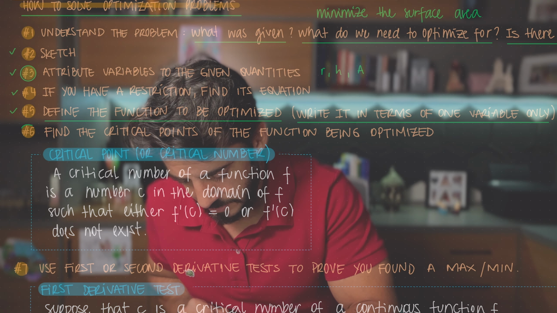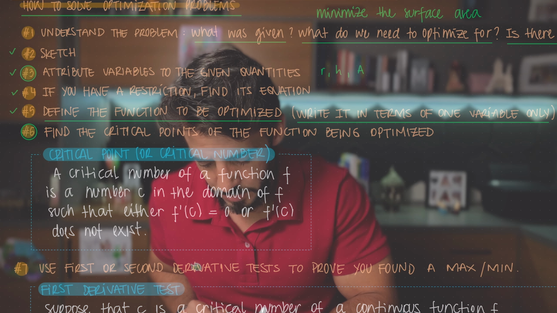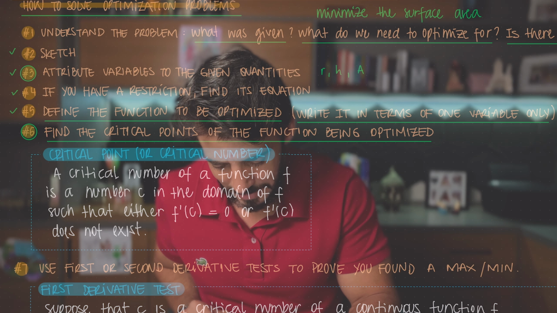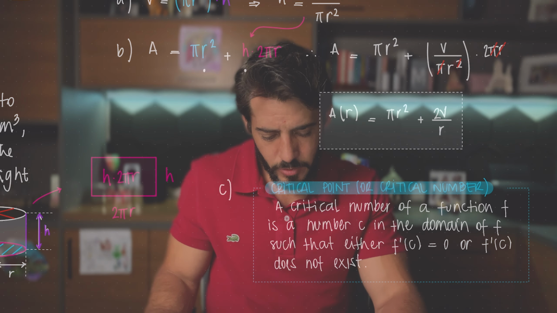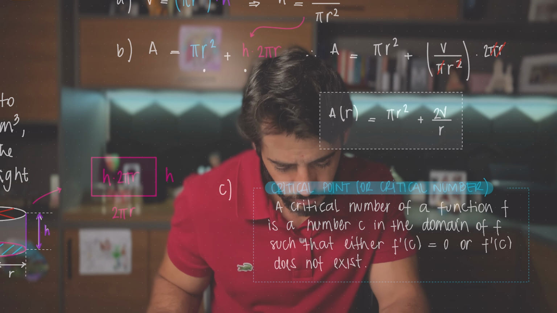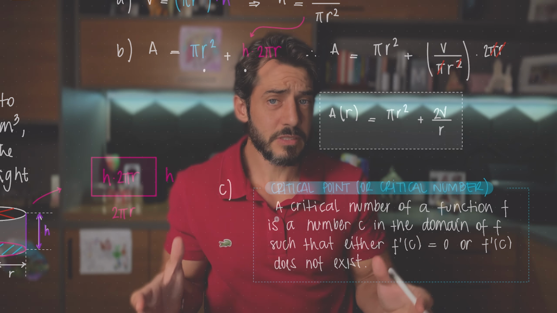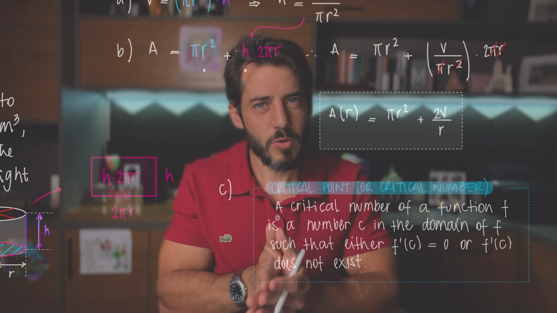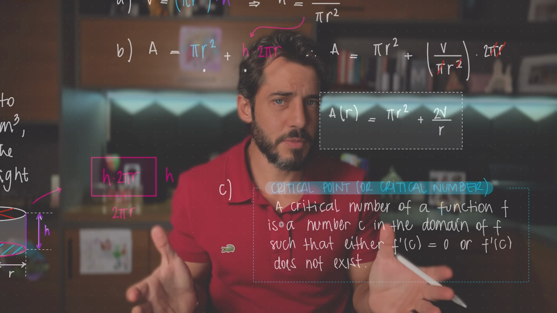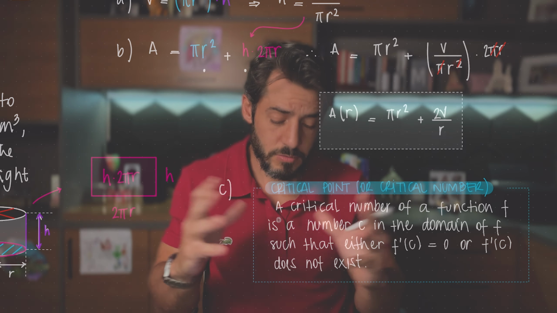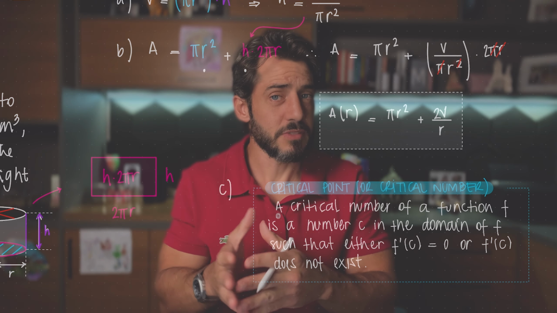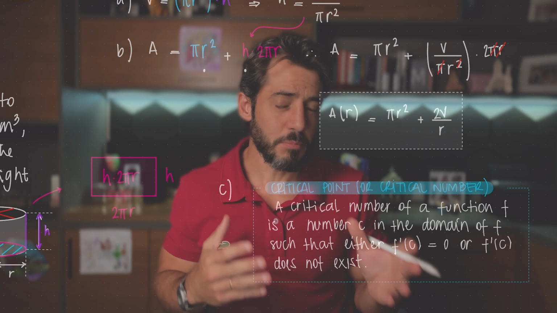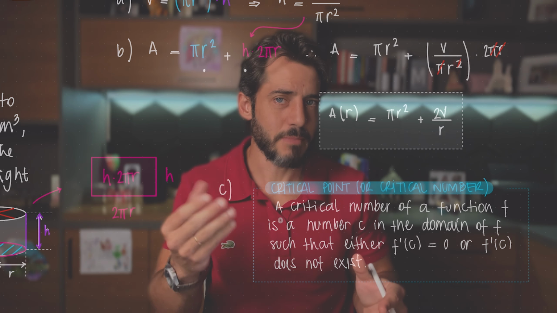So right now we're going to tackle item 6, or step number 6, which is to find the critical points of the function being optimized, given that a critical point or a critical number is a number in the domain of f such that the derivative is equal to 0. It's actually whether the derivative is equal to 0 or it does not exist, but for IB math, for all purposes, it's where the derivative is equal to 0. That's how we're going to find the maxes and mins, the candidates for maxes and mins.